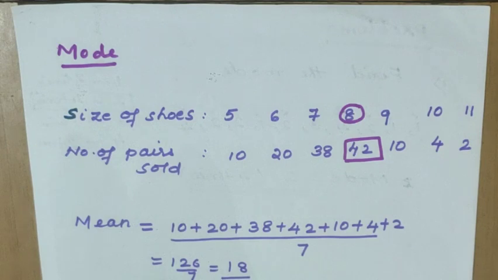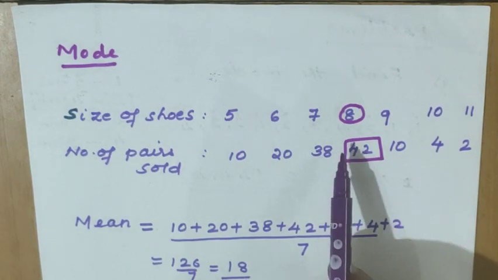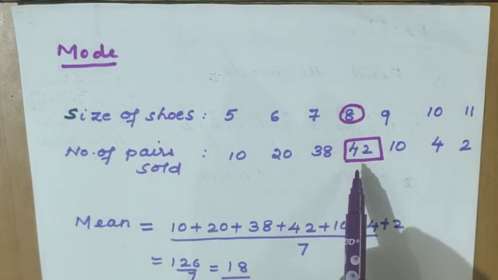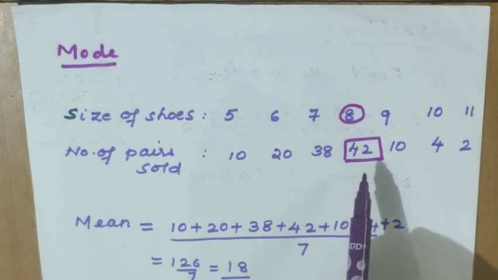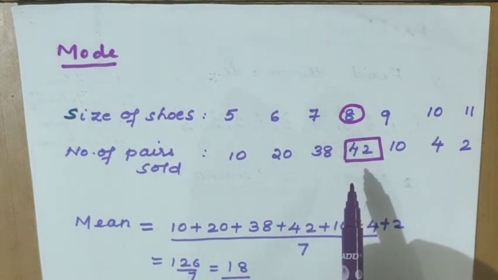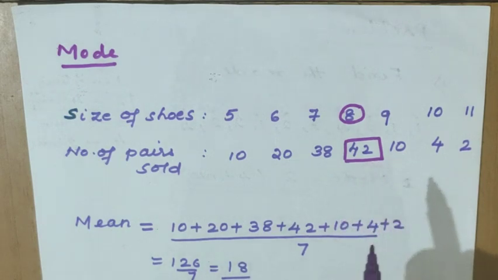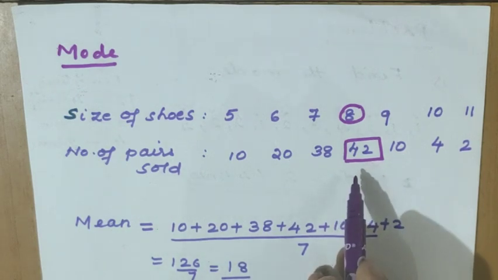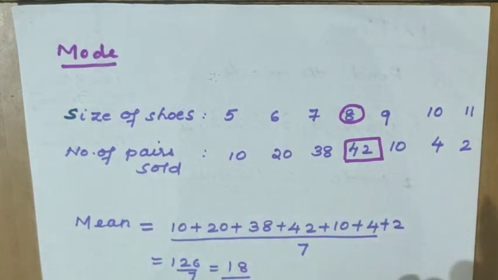So depending upon the situation, we should choose another measure of representative value or central tendency. Here we are going to learn about mode. Now let us see size number 8. How many pairs of shoes were sold there? 42. So 42 is the highest frequency. Size number 8 has the maximum number of pairs sold. So if he keeps 40 pairs of shoes of each size, he can meet the demands of his customers very easily.